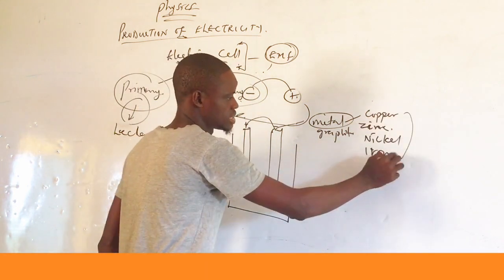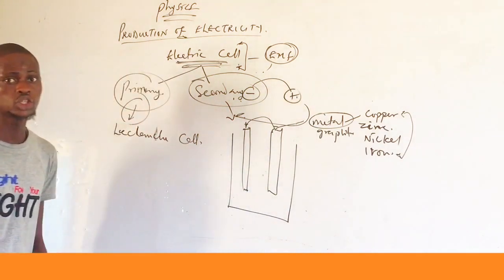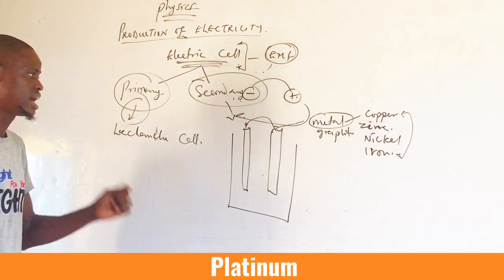All these can be used as an electrode. We can also use platinum. Now, how do we go about this?